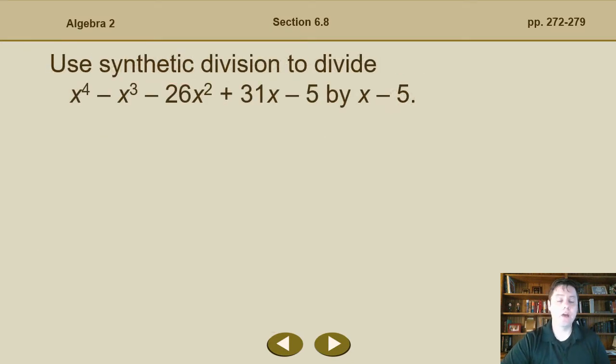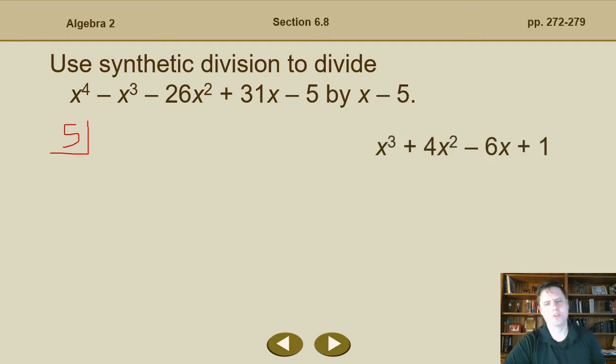All right. Now, if we want to do the same thing with this guy, remember we'll put the synthetic division here and we'll use 5 instead. And see if you can work this one out on your own. Pause the video. Try it out. Well, if you did it correctly, you should have gotten an ultimate answer of this after you divided.